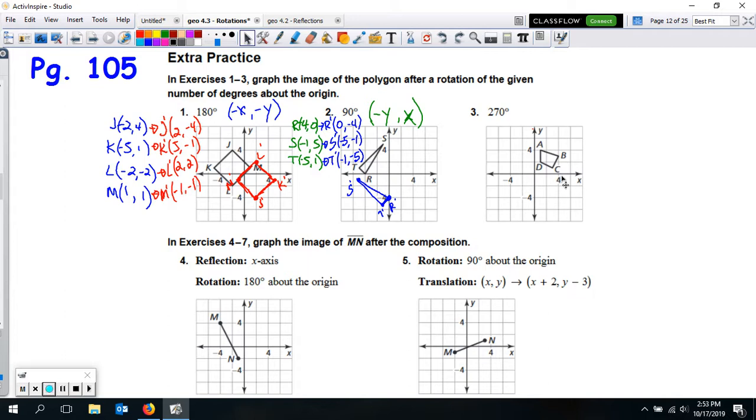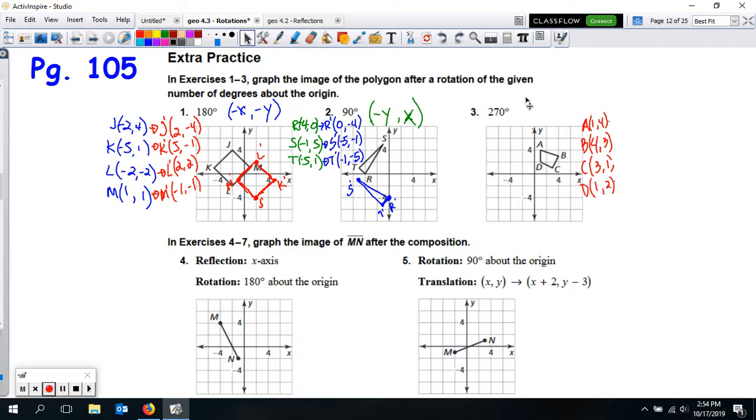Again, the same thing. Every box is worth 2. So A is 1, 4, right there. For B, we're going to be 4 and then 3. So 4, 3. C, we're 3 and then 1. So 3, 1. And D, we're 1 and 2. So 1, 2 for D.